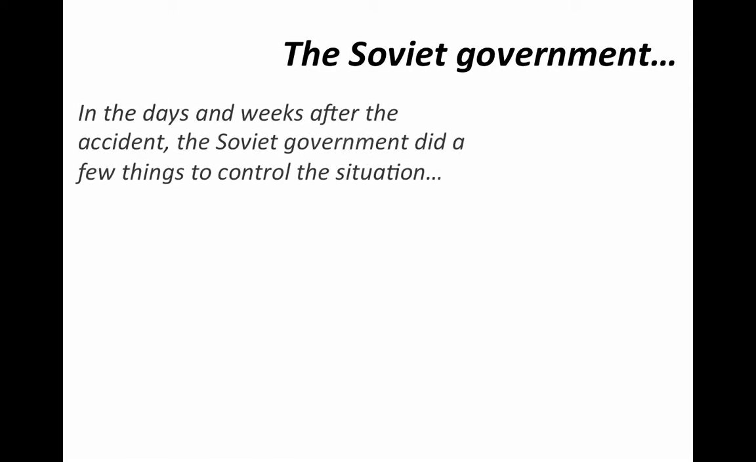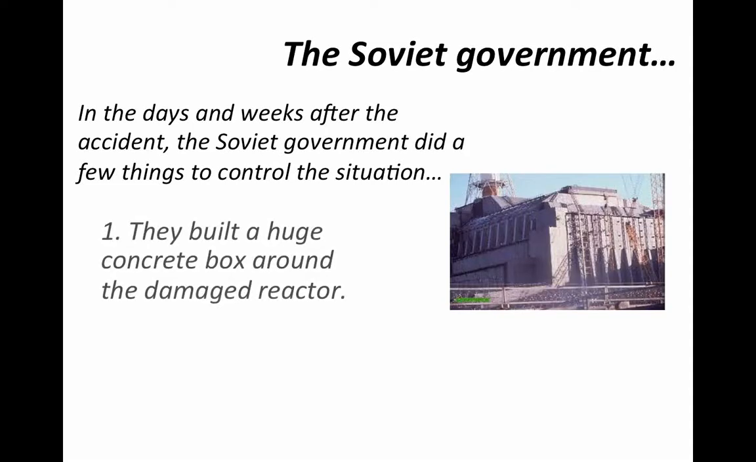In the days and weeks that followed the accident, the Soviet government did do a few things to control the situation. First, they sent a large group of engineers into the city of Chernobyl. Over the next few weeks, they built a huge concrete box around the damaged reactor. This big concrete box was supposed to protect everybody from the radiation that was still inside. Almost 30 years later, this big box is still actually there.